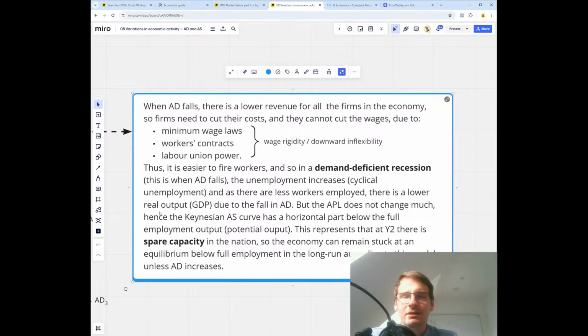That's what we call cyclical unemployment. And as there's less workers now employed, there's lower real output. That means less GDP due to the fall in aggregate demand. But the average price level doesn't really change much downwards. Why? Because those workers who have not been laid off are still getting the exact same wages as before. So the cost of production per unit is pretty much the same.